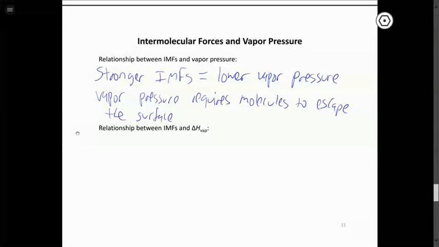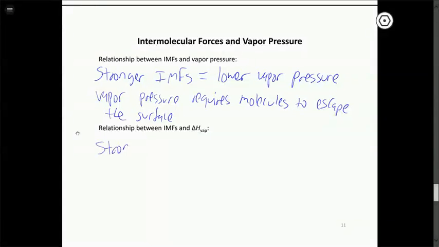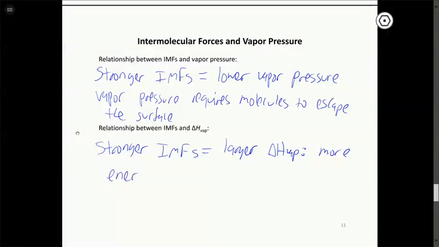But if we look at the effect of intermolecular forces on vaporization enthalpy, in this case there's a direct relationship. Stronger intermolecular forces correlate with a larger enthalpy of vaporization. This is because more energy is required to break those intermolecular forces and have the molecules leave into the gas phase.